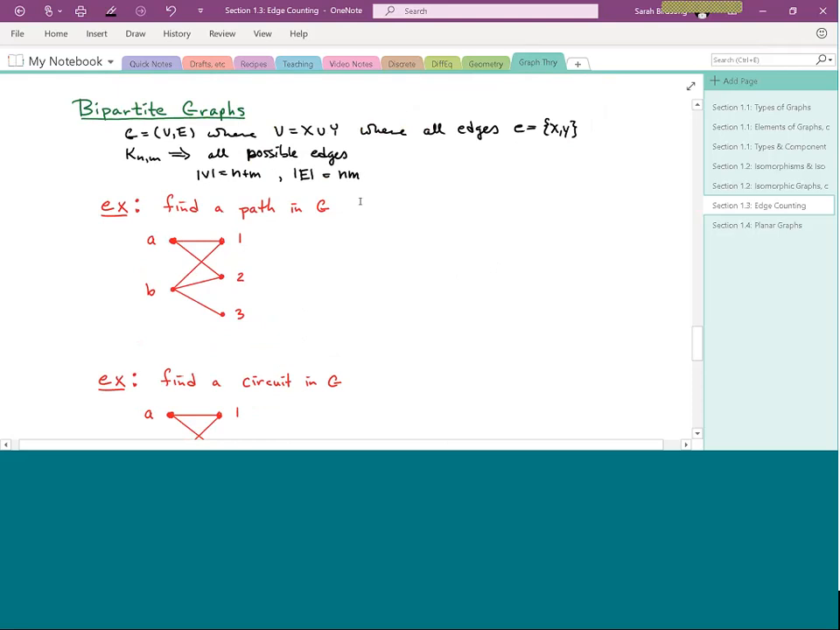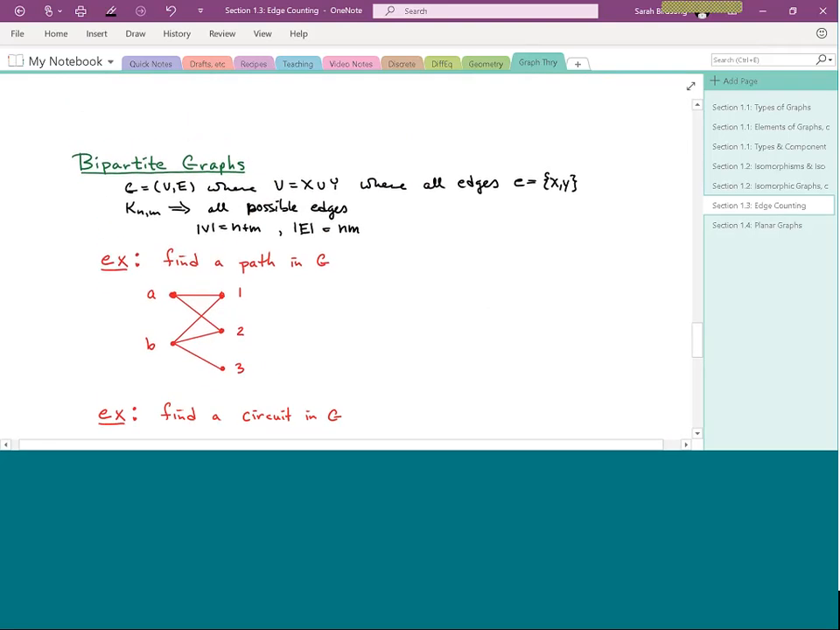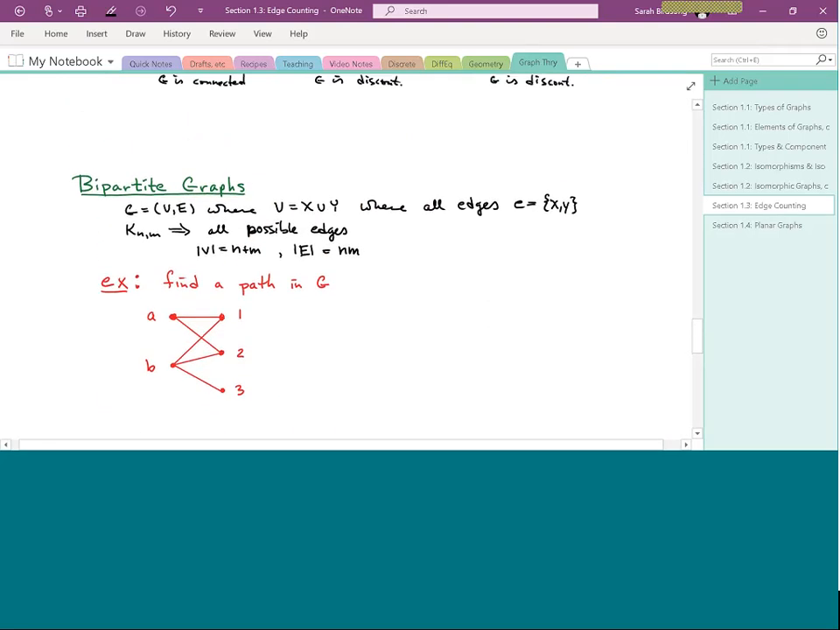Okay. Now, what I want to do here is illustrate another property of a bipartite graph that we haven't talked about yet, and it specifically deals with paths and circuits in your bipartite graph. So I'm going to look at the same graph twice. The first time we're going to find a path in the graph, and the second time we're going to find a circuit in the graph. And then we're going to extrapolate the property from there.